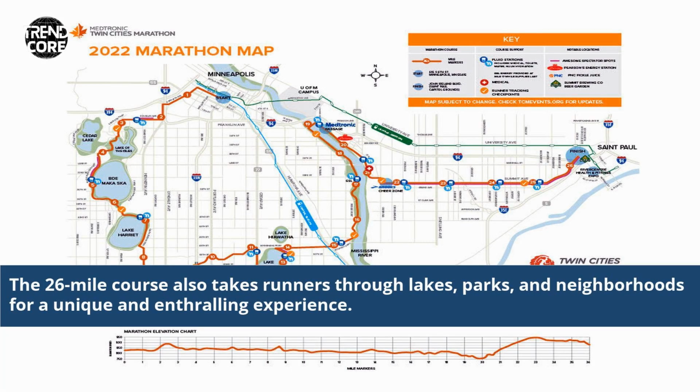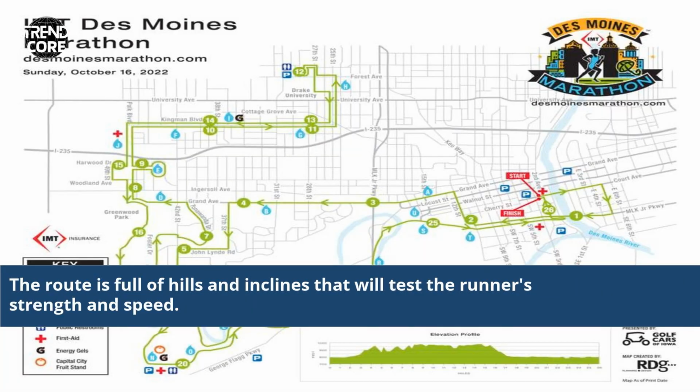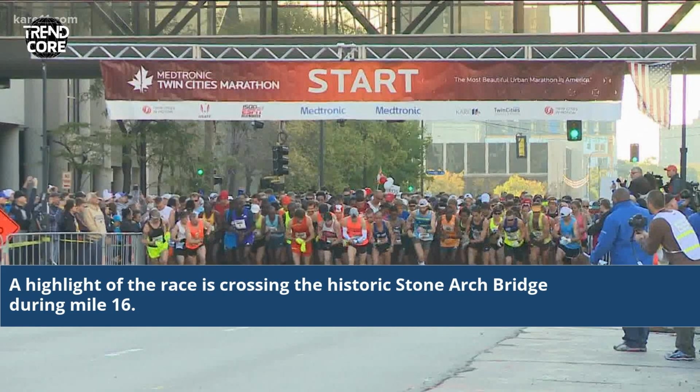The 26-mile course also takes runners through lakes, parks, and neighborhoods for a unique and enthralling experience. The route is full of hills and inclines that will test the runner's strength and speed. A highlight of the race is crossing the historic Stone Arch Bridge during mile 16.